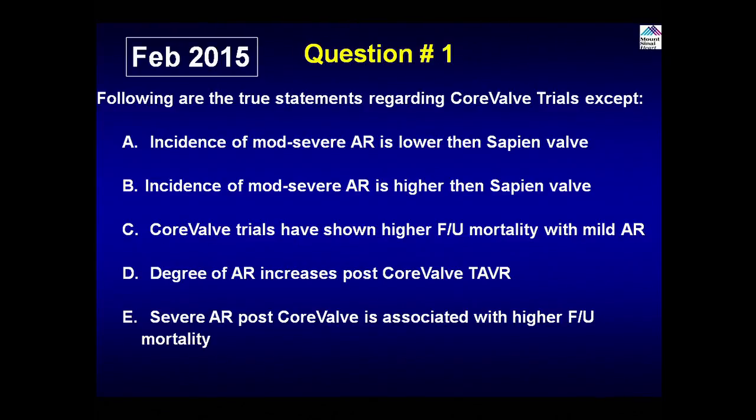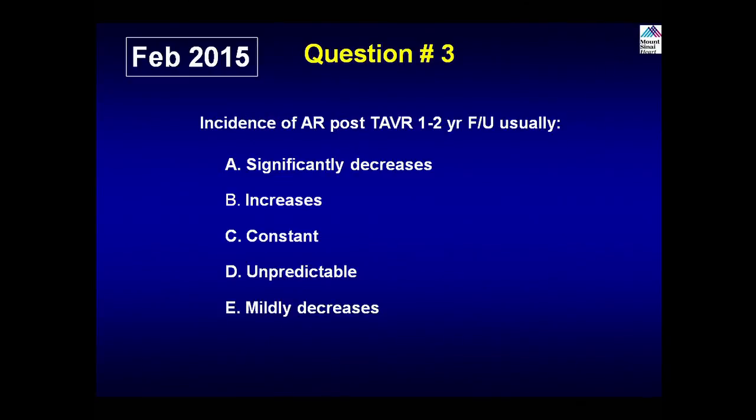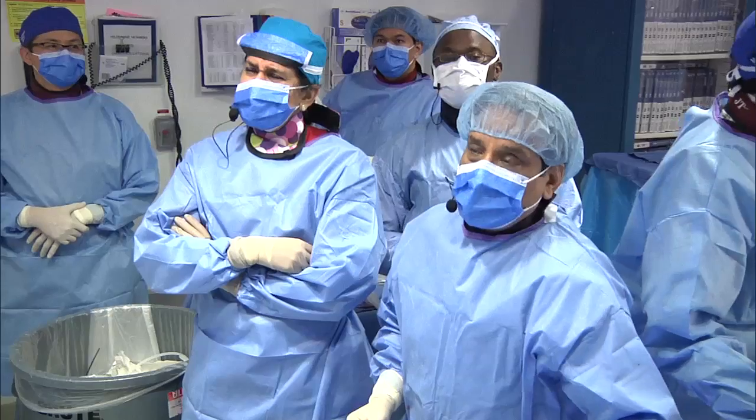An answer we always give when you go to the website, our audience will have the answer there. Question number 2: optimal aortic regurgitation index is 10, 10 to 15, 15 to 20, 20 to 25, or more than 25. Third, next question: incidence of AR post-TAVR at 1 to 2 year follow-up usually significantly decreases, increases, is constant, unpredictable, or mildly decreases. So these questions will be posted, or we'll give the answers next week.